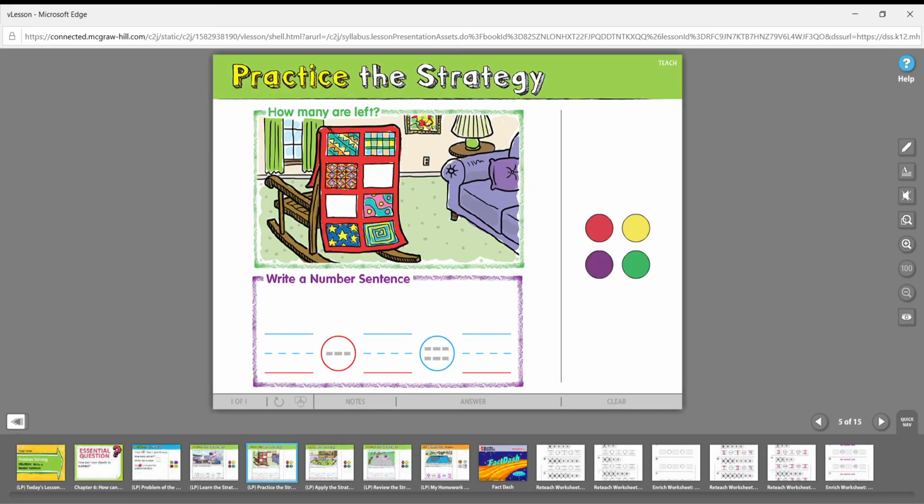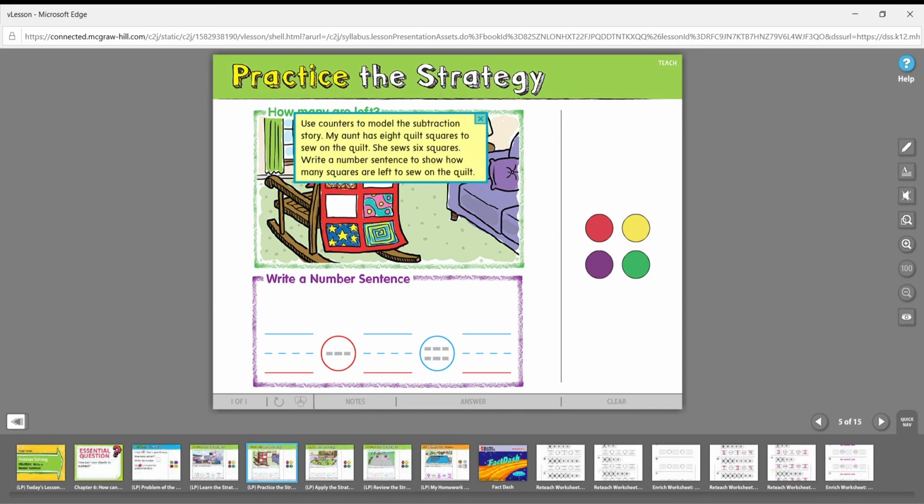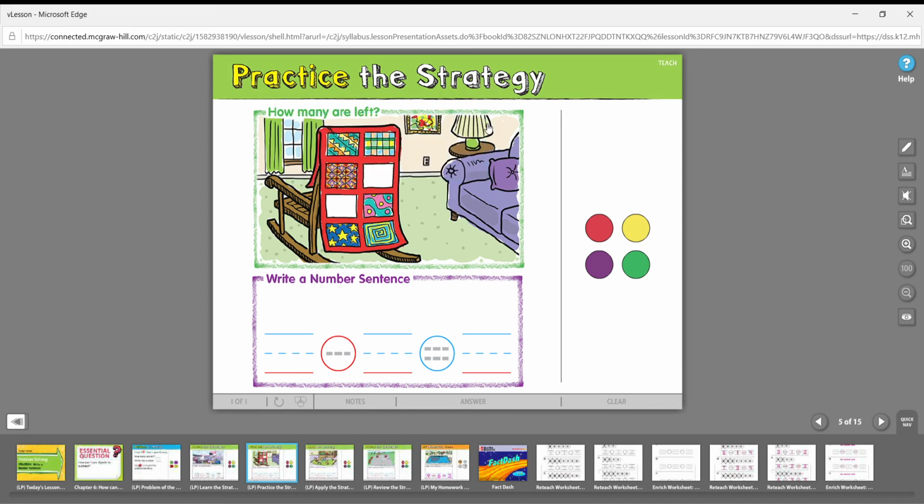The page says practice the strategy. So this is what you're going to be doing. There's a quilt on the rocking chair. Let's see what this says. My aunt has 8 quilt squares to sew on the quilt. 8. So we could use this to show 8.